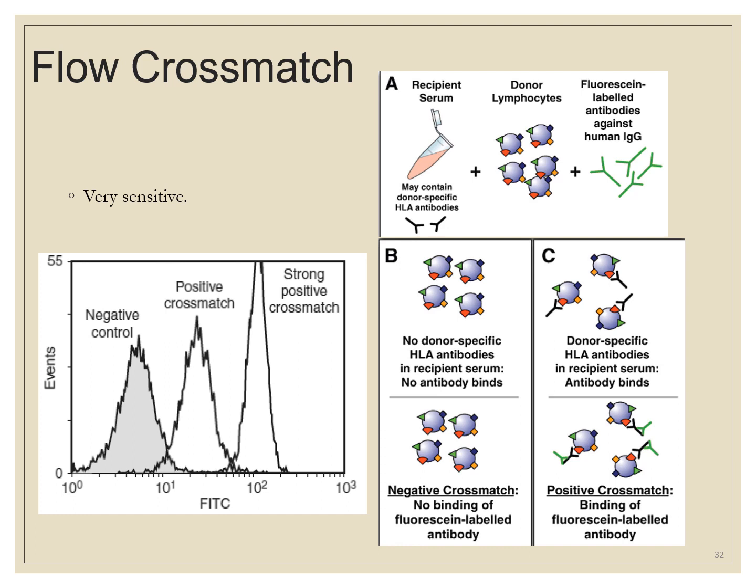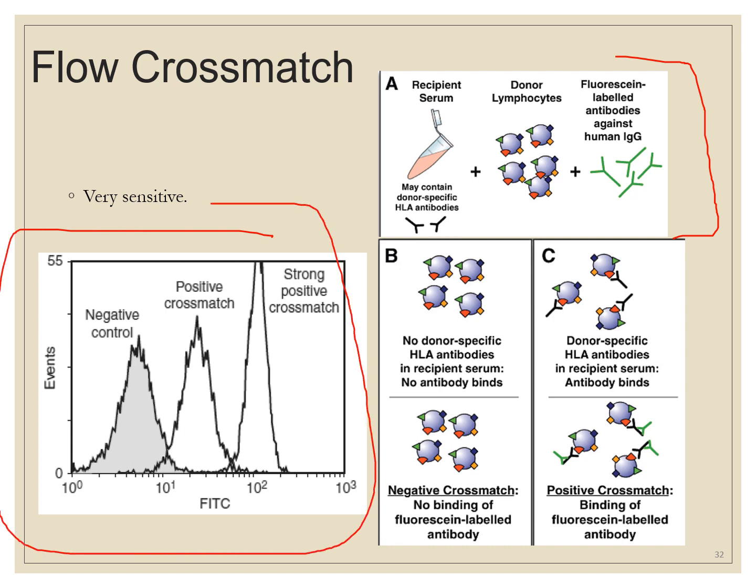And then the flow crossmatch, like we discussed before, you're incubating the patient plasma or serum with the donor lymphocytes, and then you're adding a fluorescently labeled anti-IgG, and what you'll see is similar to this. If it's negative, you'll have very low fluorescence. If it's positive, you'll have more fluorescence like this.